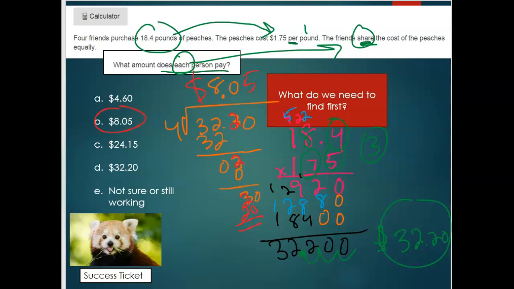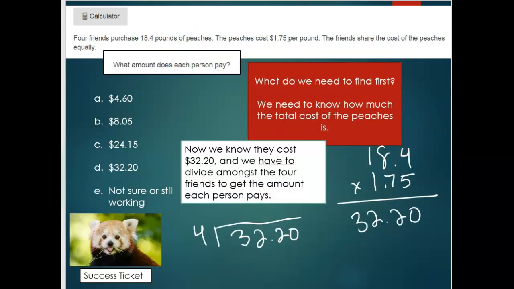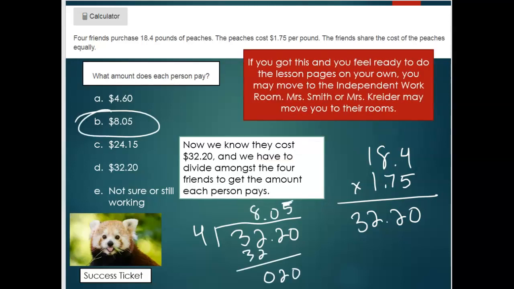$8.05 each. Here's all the steps summarized on the slides if you want to look at it step by step. You can check your answer here. If they each paid $8.05, multiplying that by 4 should give you $32.20, which was the total cost of those peaches. So we had to figure out the total cost of the peaches and then divide by 4 to figure out how much each person paid.